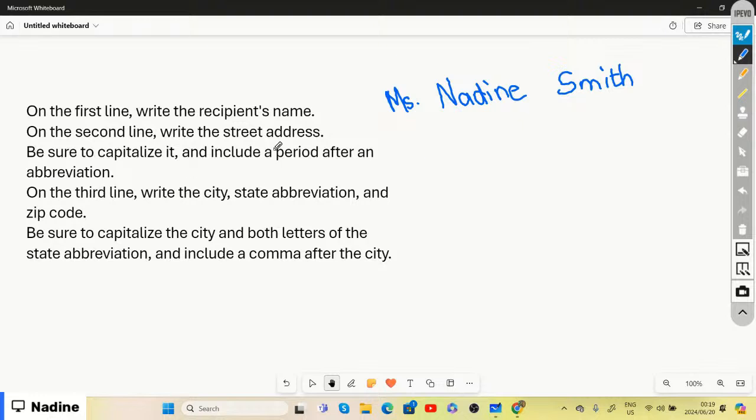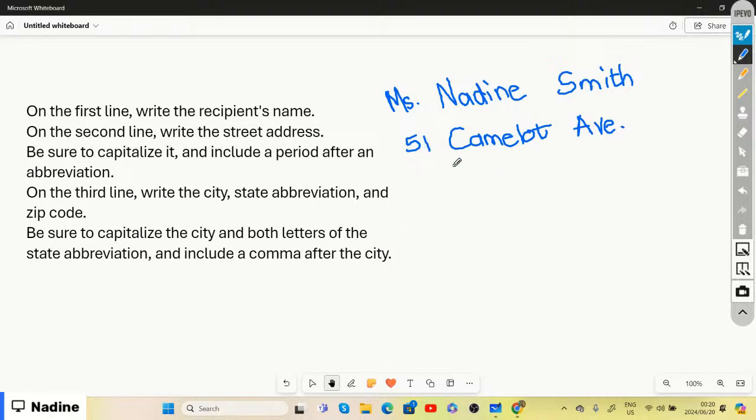We said on the second line, we need to write our street address. So we need to write the house number. Let's put the house number as number 51, right? And the street name, let's say, Camelot Avenue. I'm going to put Camelot Avenue and a full stop. Then, like we said, on the second line we have our street address.